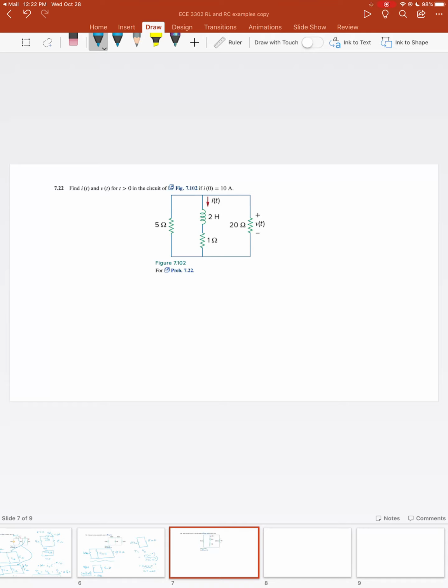Here we're actually given the initial condition on the inductor current, and we're asked to find the inductor voltage, the inductor current, and then we're asked to find this V of t. So the first thing I want to do is find the time constant. So what does the inductor see? And then given the initial current and a time constant, we can find the inductor current as a function of time. So to find a time constant, I need to do some combining.